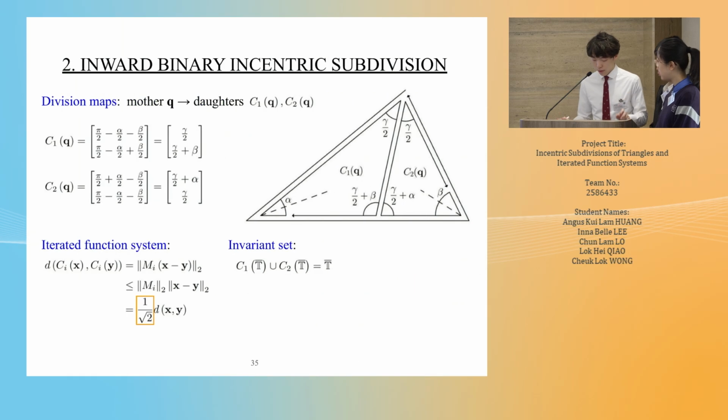Here we go. Firstly, the inward binary case. Here are its division maps C1 and C2 on T-bar. Mi here, with 2 norm 1 over root 2, denotes the matrices providing their contractivity. It is also easy to verify that T-bar is their invariant set.